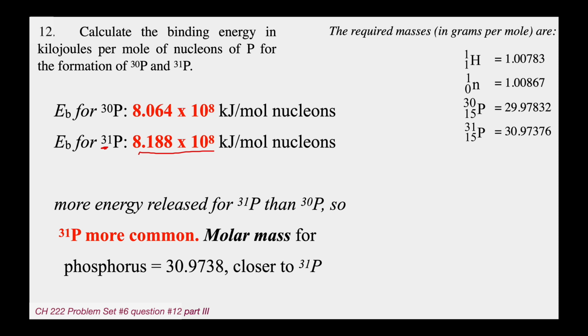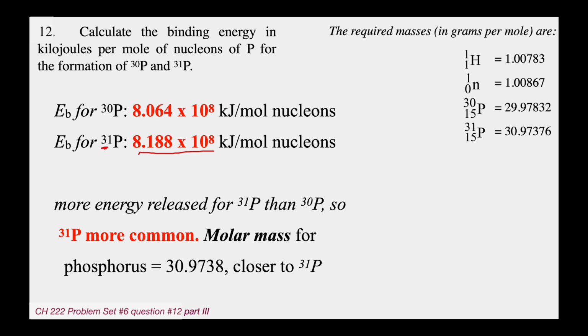If you invested money and you got 8.064 times 10 to the 8th dollars back, you'd be thrilled. That's a lot of money, by the way. Anyway, but if you could do the same investment and get 8.188 times 10 to the 8th dollars back, well, you'd get a whole 0.1 times 10 to the 8th more dollars. That's the one that you would invest with, right? You'd get more money back. Mother Nature does the same thing. She gets a lot of energy back making phosphorus 30. So that's why we do have a lot of phosphorus 30. But you get more energy back making phosphorus 31. So if you can get more energy back, you're going to make more phosphorus 31.